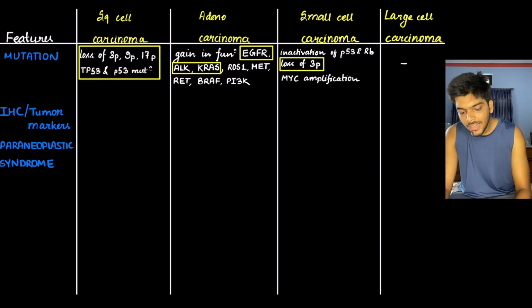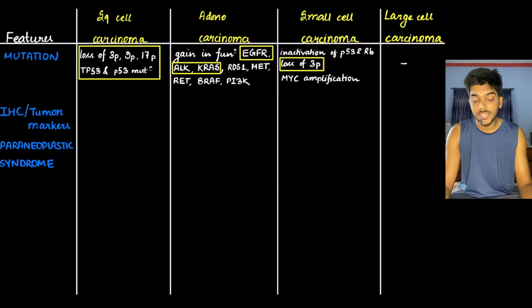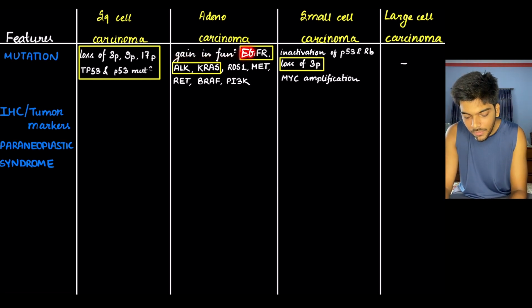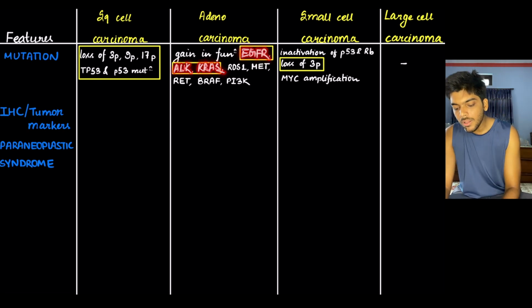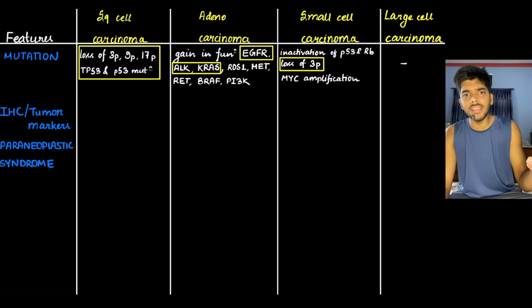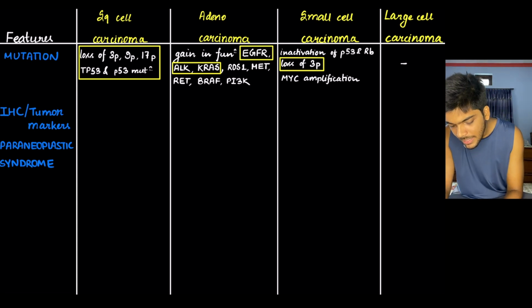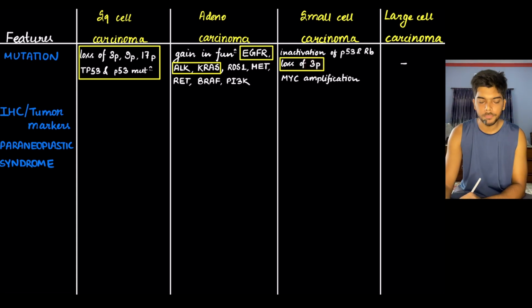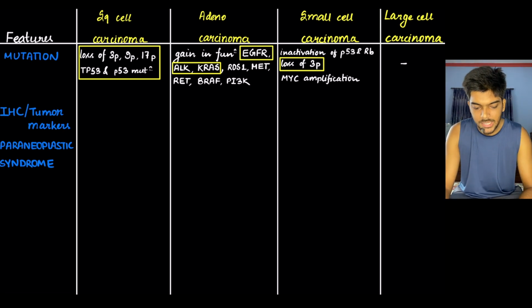For adenocarcinoma, the most common mutations are gain of function of EGFR, ALK, and KRAS. For small cell carcinoma, in almost all the cases of small cell carcinoma, there is loss of 3p. Okay. Next, immunohistochemistry or tumor markers.